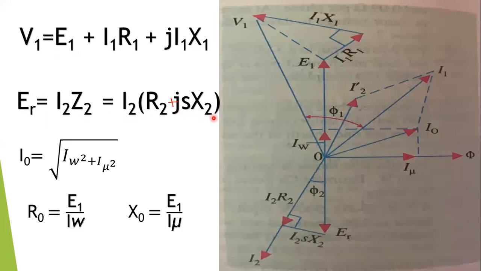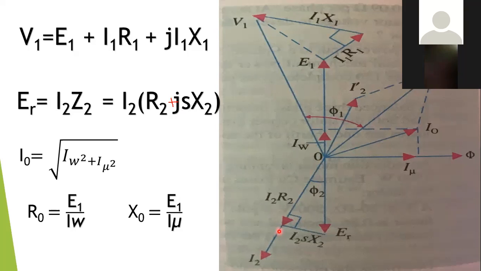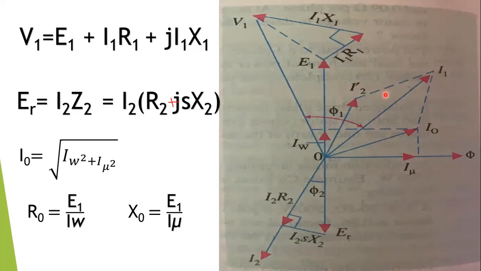Right? So see here I2R2. How will the resistance drop be located? I2R2 will be parallel to I2, right? So however I2 is located, I2R2 will be located the same. That's why I am drawing I2R2 on the same phase as I2.